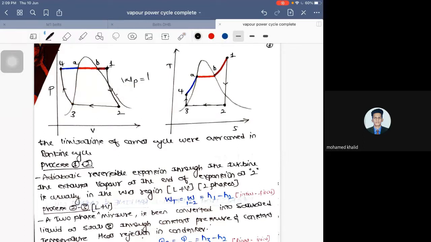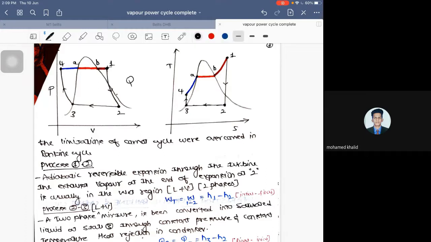So it is just H3 minus H4. That's it. Initial state is 3, final state is 4. For work, it is initial minus final. The beautiful thing about this is all we deal in terms of enthalpy. That is why the problems on this Rankine cycle become very, very easy. Now, even you can calculate the heat flow also.